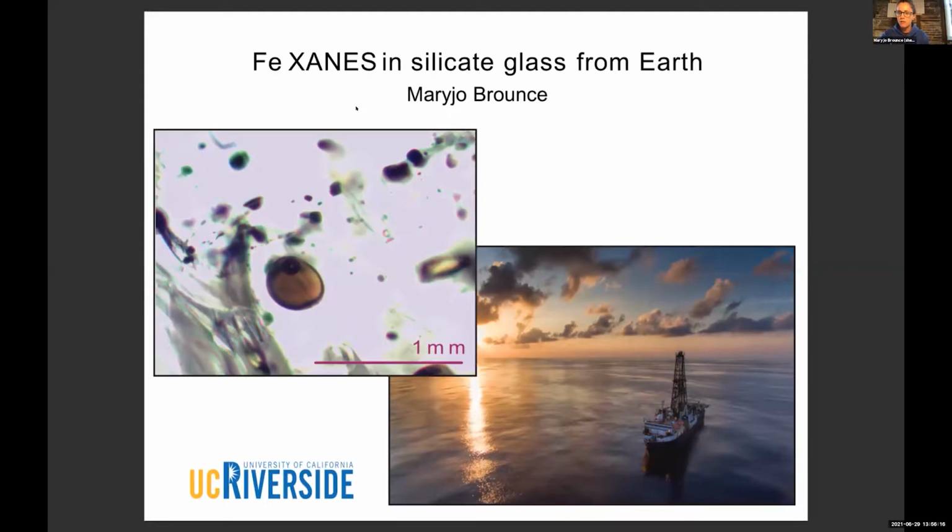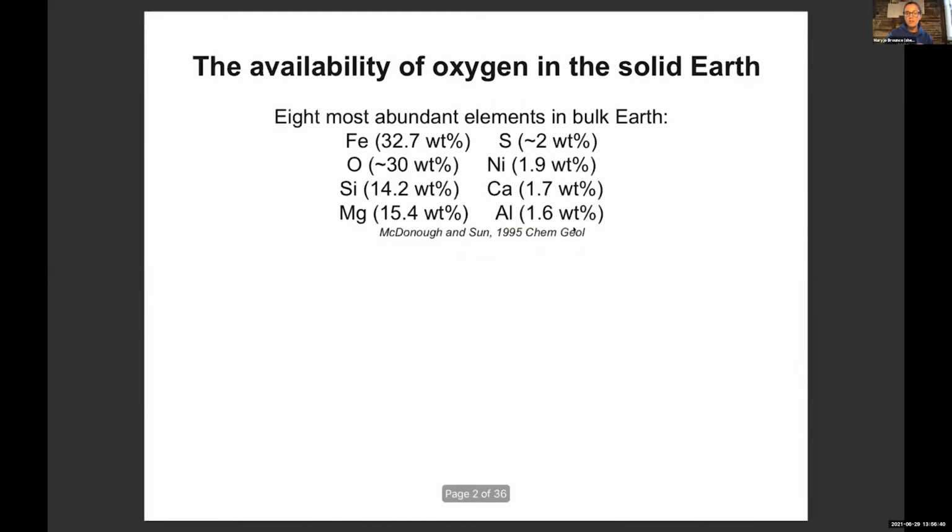Aaron referenced them briefly in his talk, these somewhat rare melt inclusions inside mineral hosts. And this is a picture of one hosted inside an olivine on the left-hand side. And then I'll show you how we also apply these kinds of measurements to any kind of glassy pillow lavas that you can dredge or drill off of the ocean bottoms in order to learn something about the availability of oxygen in the solid Earth.